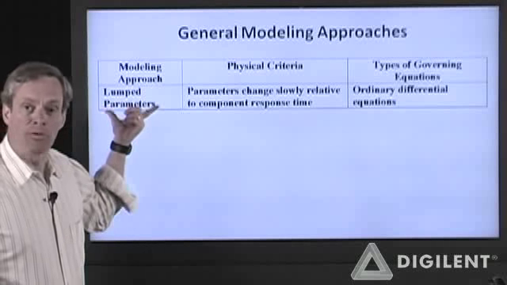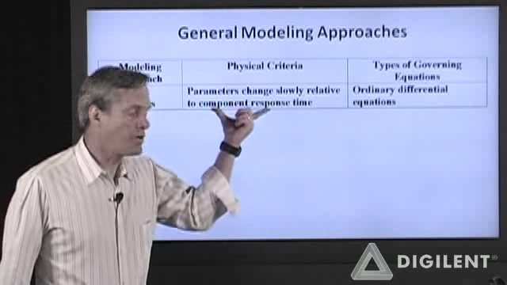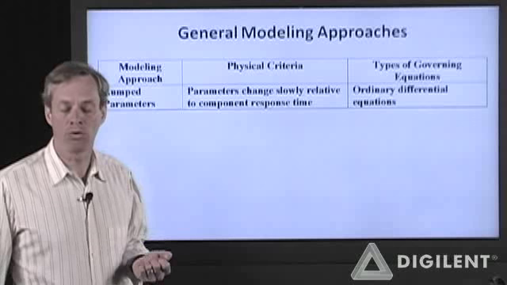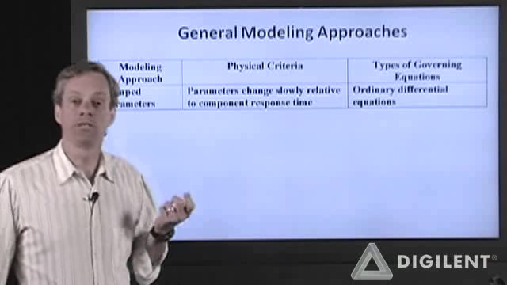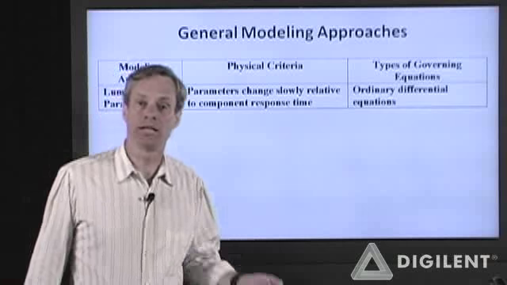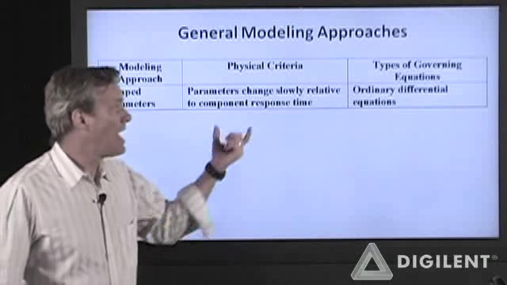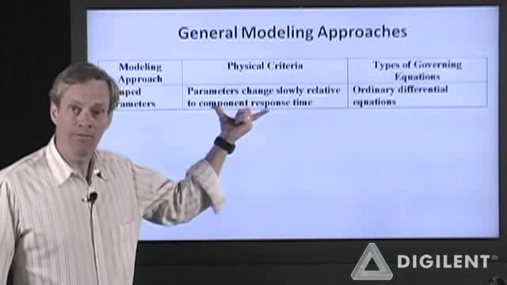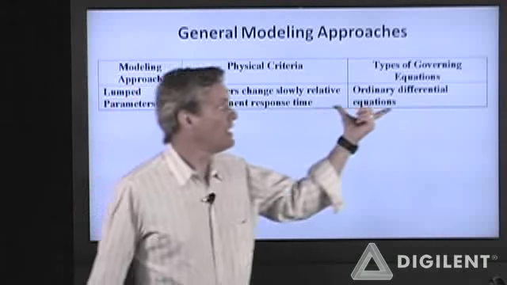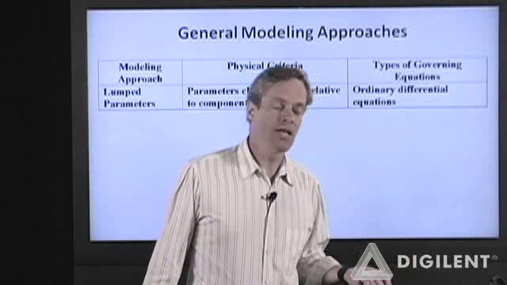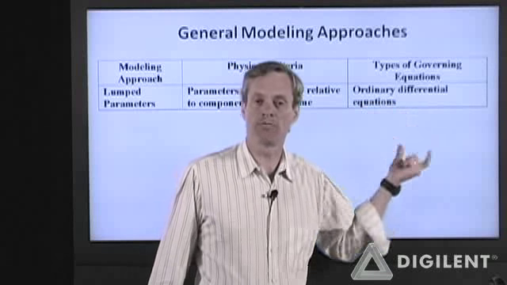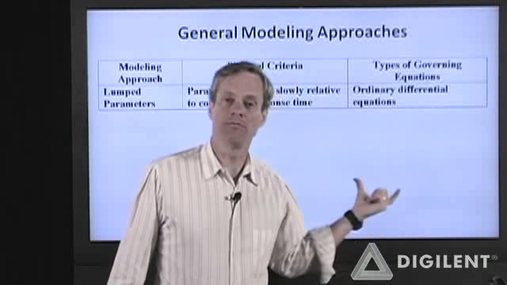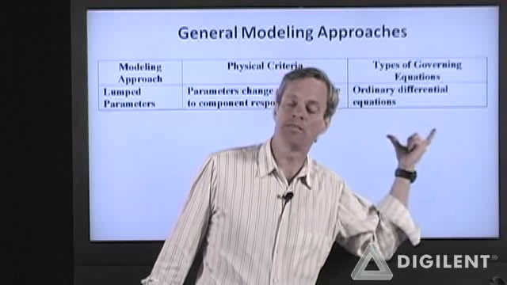Okay. A lumped parameters model is appropriate if system parameters change slowly relative to the component response time. Okay, the component, whatever it is, be it electrical, mechanical, thermal, fluidic, has a lot of time to respond to whatever is happening. If you have that condition met, in general, the type of model you will end up with consists of ordinary differential equations. Now, they can be algebraic, but for the most part, I will be emphasizing time-varying stuff, which implies differential equations.